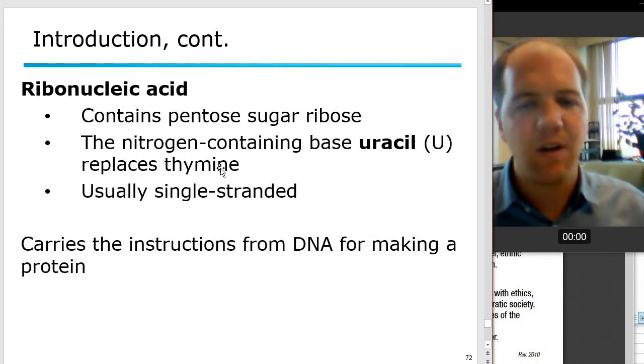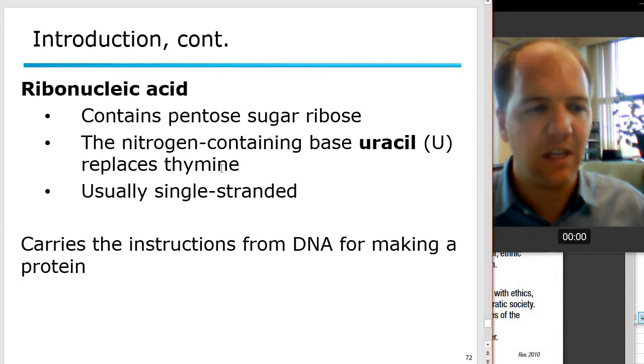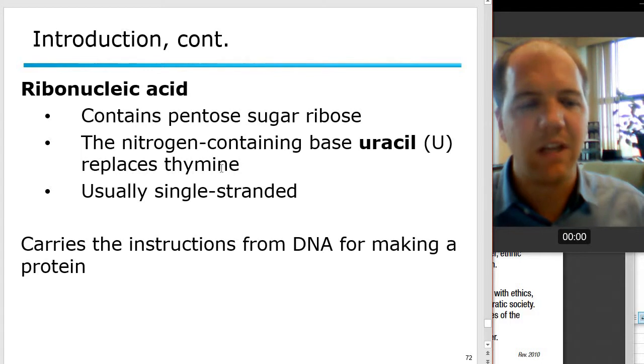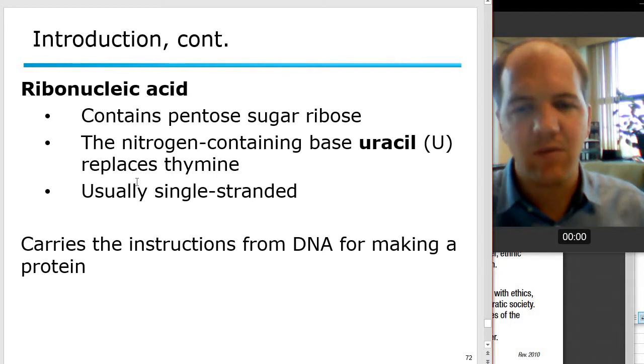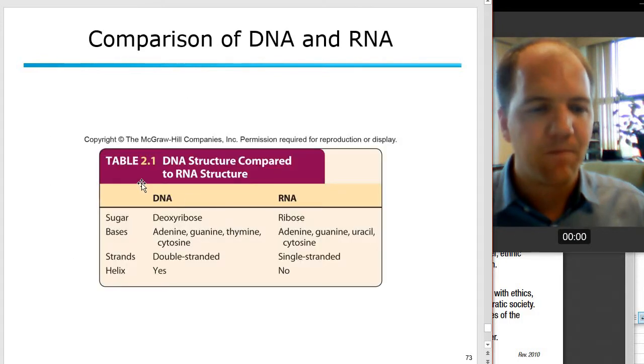There's one other type of molecule here called RNA, and RNA is important in the process of going from DNA to protein. Okay, so ribonucleic acid, or RNA, takes information from the DNA to the things that are building the proteins inside our cells. And there's some big differences between DNA and RNA.